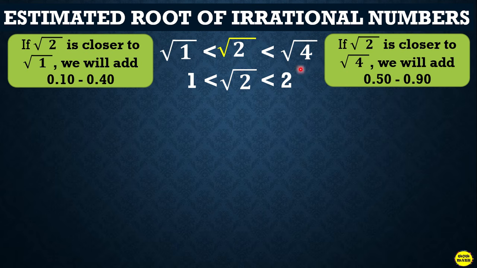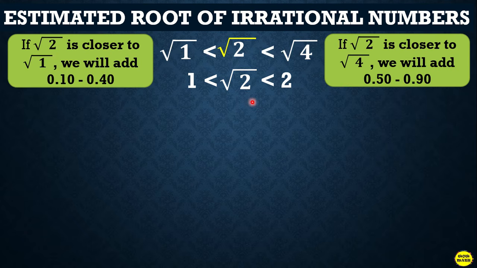So, kung mas malapit si square root of 2 kay 4, diretso na kagad tayong mag-add from 0.50 to 0.90. So, magiging 1.50 to 1.90. Laktawan na natin ito kasi mas malapit siya dito. Okay? So, ito yung mas mabilis na paraan.